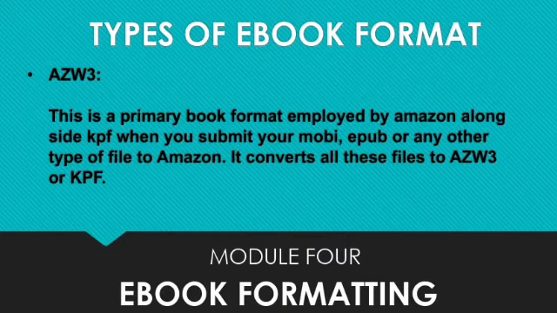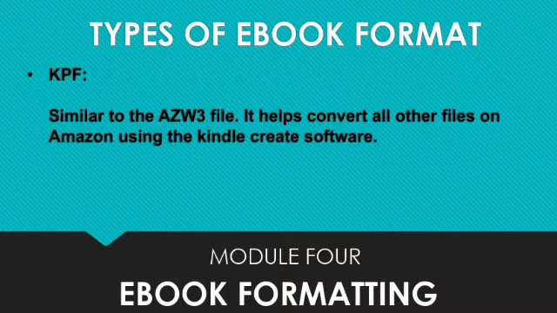All right. Now, next to it is AZW3. AZW3 is a primary book format employed by Amazon alongside KPF. So when you submit your ebook file, either in Mobi, EPUB, or any other format, Amazon has a way of converting them into AZW3 or KPF. So they are like the end user's file. Then we have the KPF, which is similar to AZW3. It also helps to convert. Amazon also helps convert all the files into this particular type of format using the Kindle Create software.